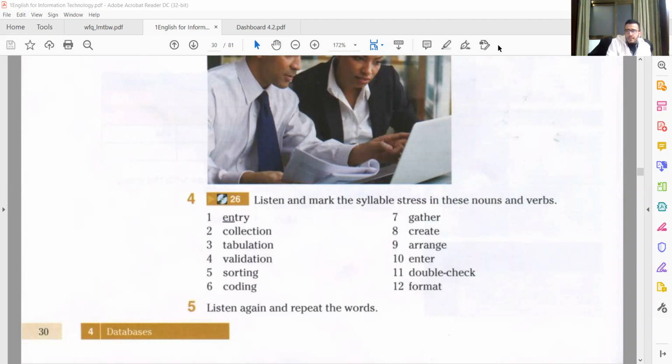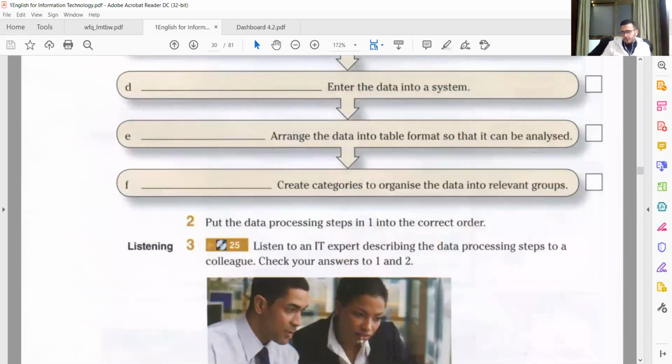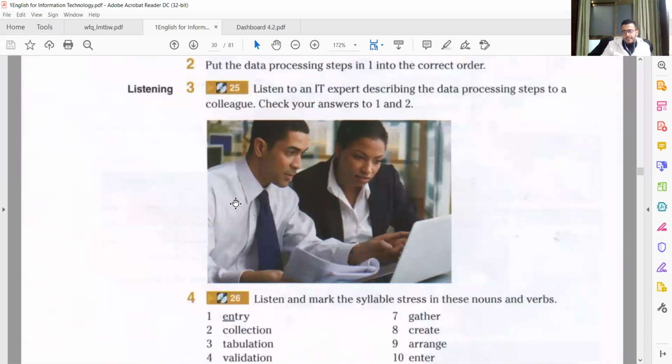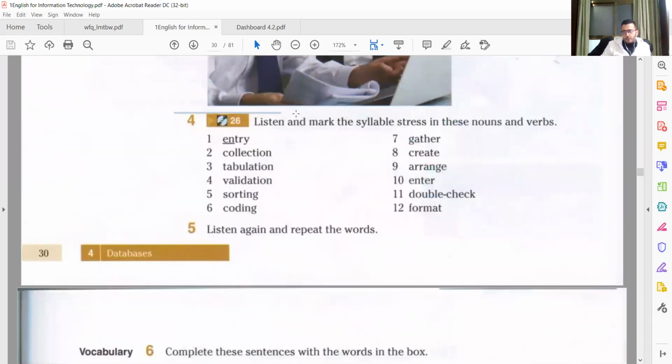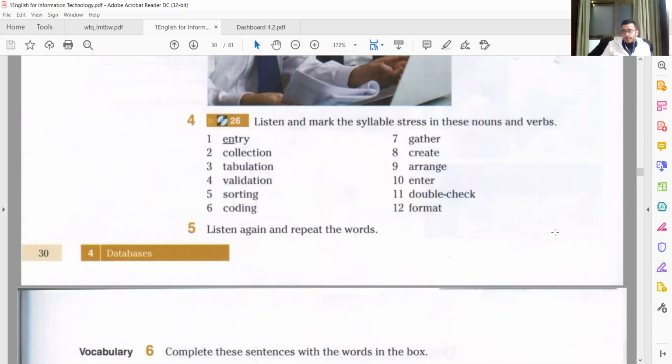Okay, so let's continue from where we stopped last time. We did activity number 1, 2, 3, 2 and 3. The three activities are connected. And then we stopped here. Today we won't do this activity about stress. We will do it in the face-to-face lecture.